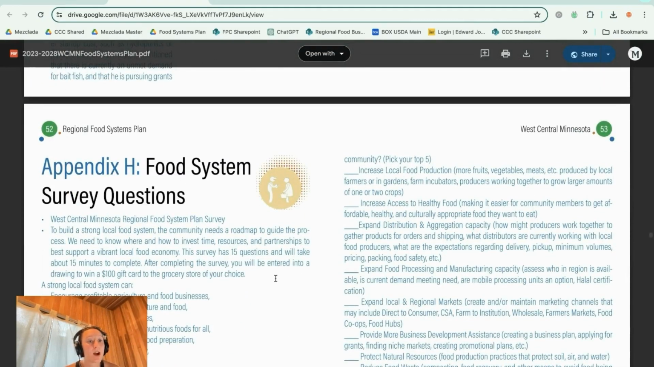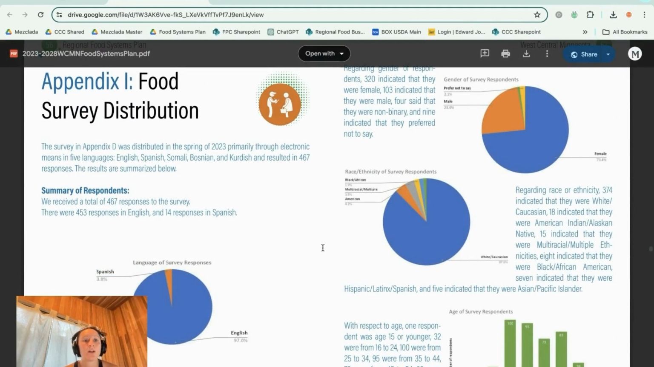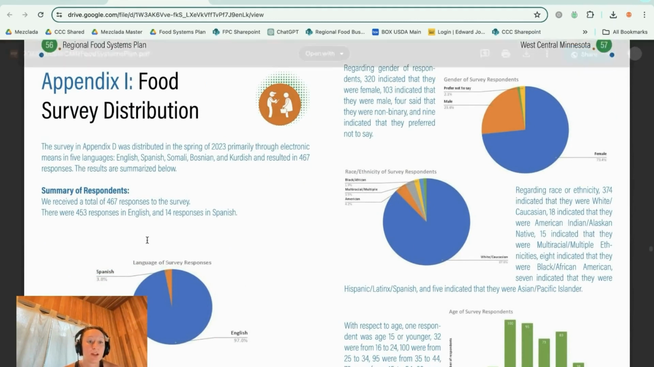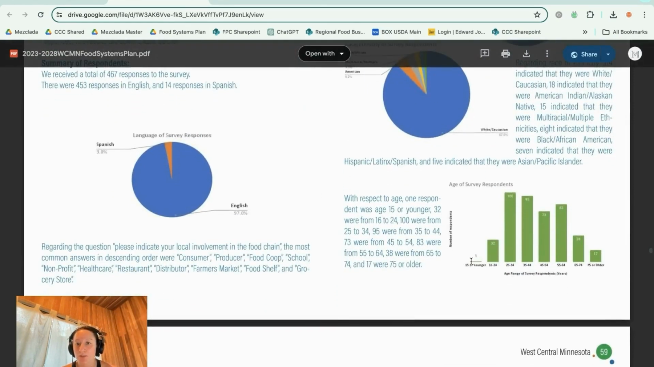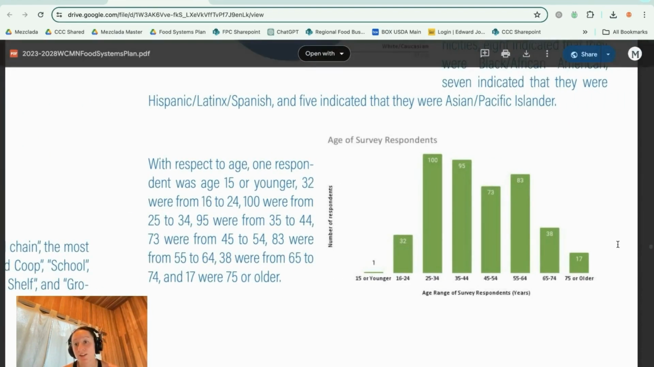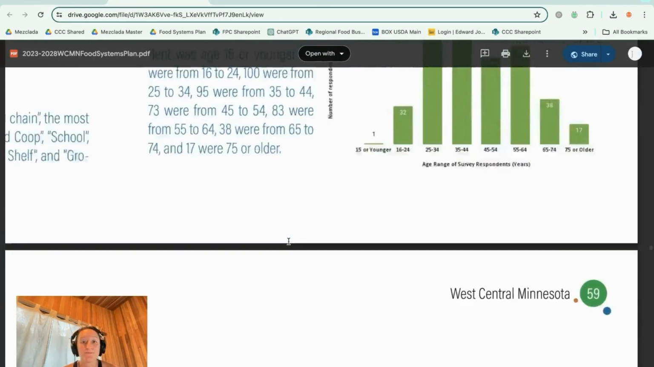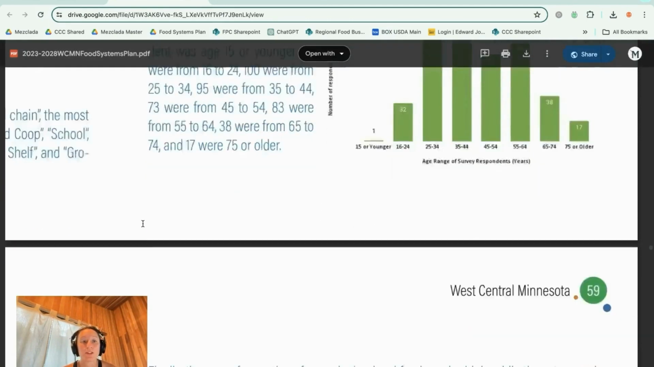We included a copy of our survey questions, and then we also had a summary of the survey results. We got 467 responses. I can't remember specifically how long we had that open, probably a couple of months, because we had a pretty fast planning timeline for this. And what I thought was kind of cool about it is we had a pretty good spread among age demographics, everywhere from someone that was 15 or younger to 75 or older, and a pretty healthy amount of people in this 25 to 44 range.